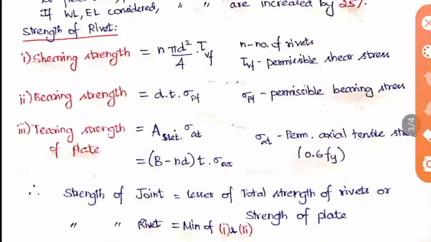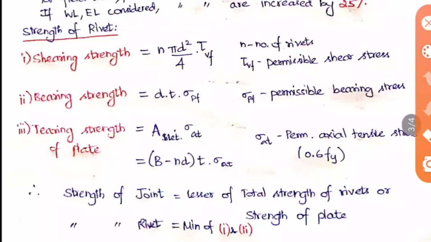So here comes the strength of the rivet. Now you will be clear why we have studied that permissible stress value. Okay, so there are three strengths which are very important for studying these rivet connections. The first one is the shearing strength, second is the bearing strength, and third is the tearing strength. Here the shearing strength is for the rivet and the bearing strength is also for the rivet, but the tearing strength is for the plate.